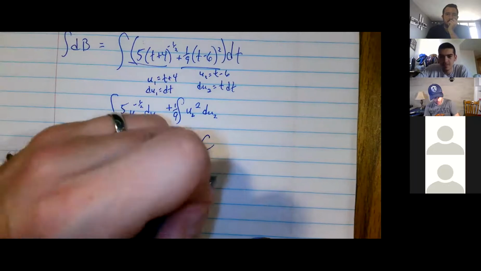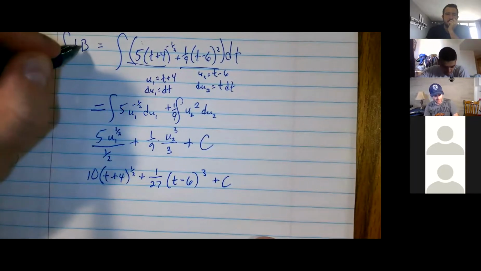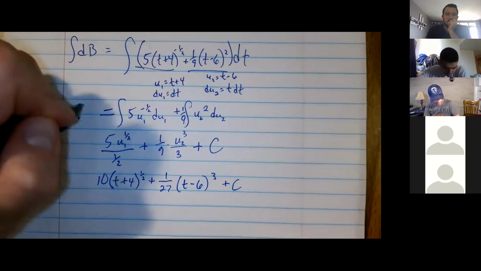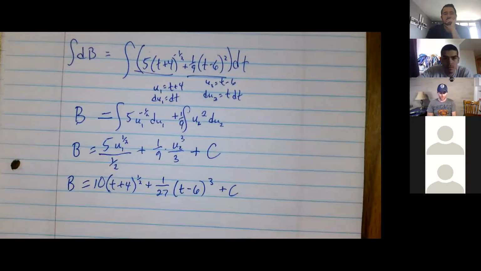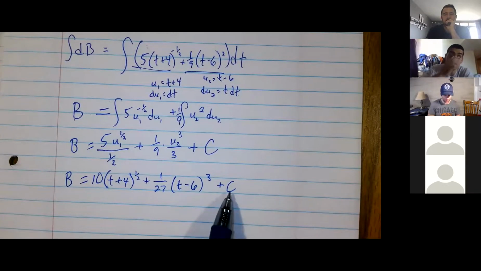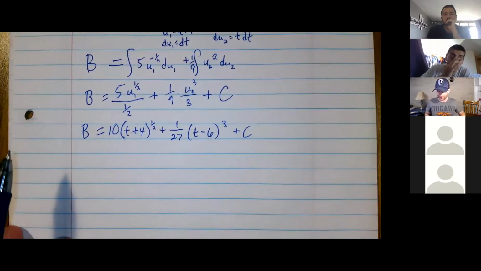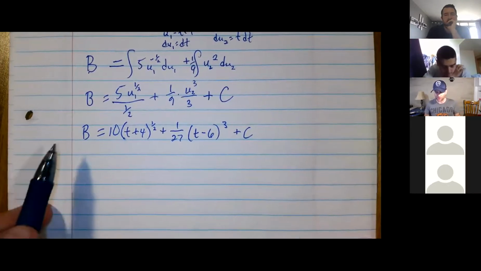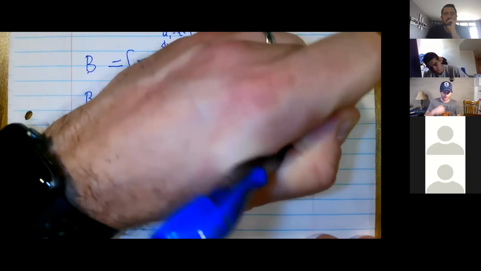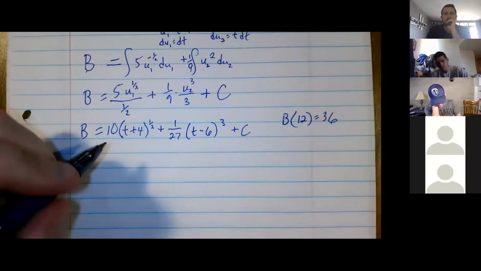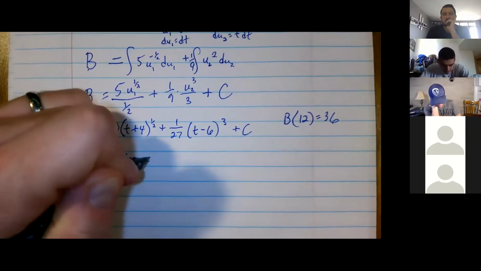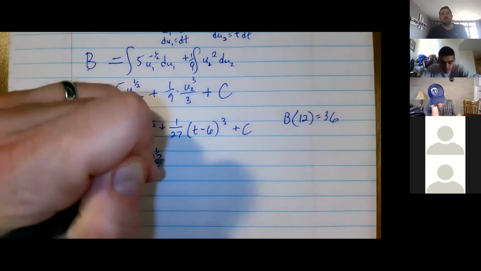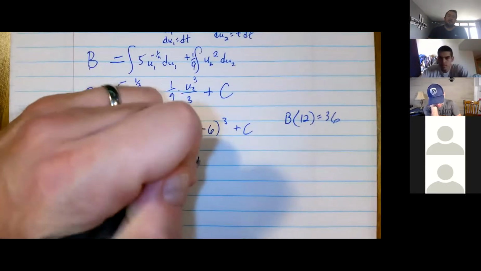And remember, all along, this was equal to the integral of dB, which is just b. So this is b of t, right? But remember, we have this plus c. Okay, so now we need to find the value of c. So how do we find the value of c? We were given the initial condition that b of 12 equals 36. And so now I need to use that when t is 12, b is 36. So 36 equals 10 times 12 plus 4 to the 1/2 plus 1/27 times 12 minus 6 cubed plus c.